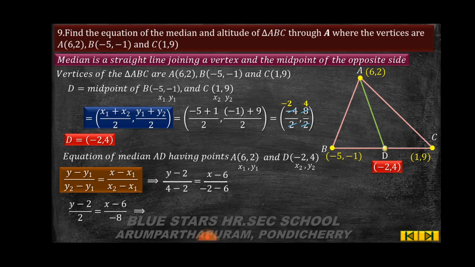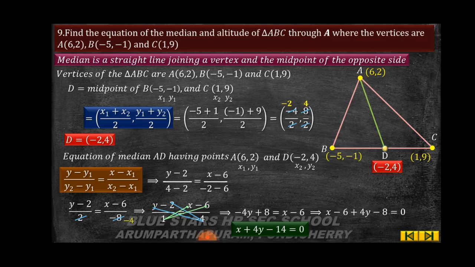which is equal to (y - 2)/2 is equal to (x - 6)/(-8). Now we cancel out 2 and -8, you get -4. Then you are going to do the cross multiplication. So (y - 2)/1 is equal to (x - 6)/(-4), which gives -4y + 8 is equal to x - 6, which implies x - 6 + 4y - 8 is equal to 0. Therefore, the equation is x + 4y - 14 is equal to 0.